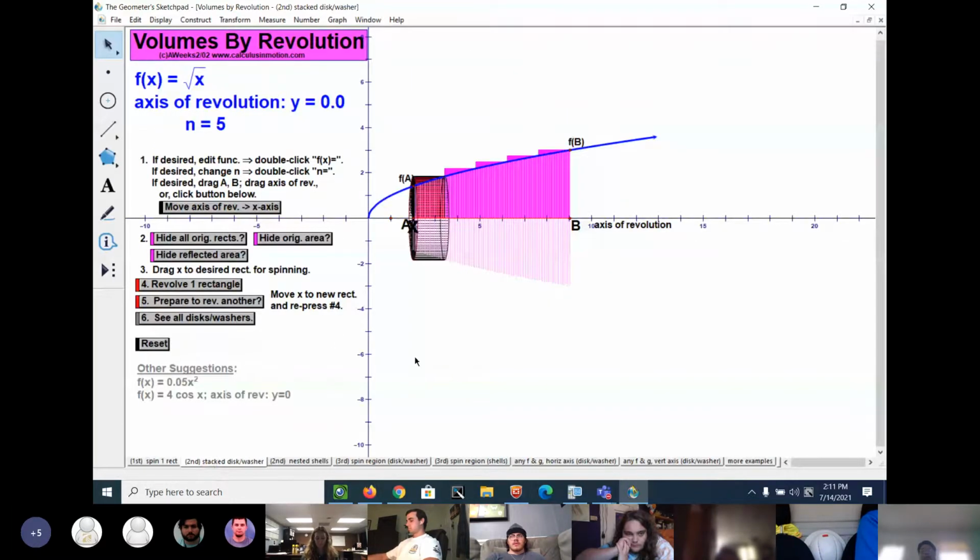And here is the disk. It looks like a, what do you call them, wheels that the gerbils get on? A gerbil wheel or a hamster wheel?